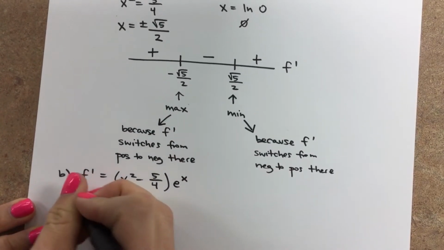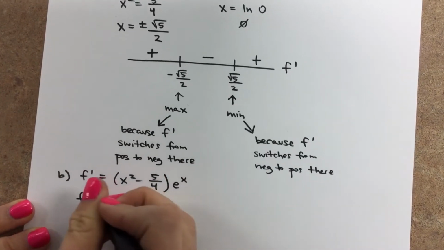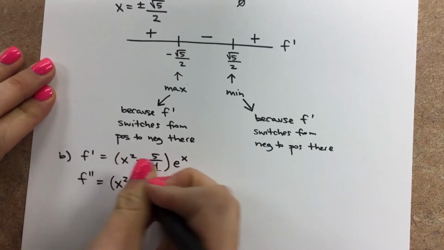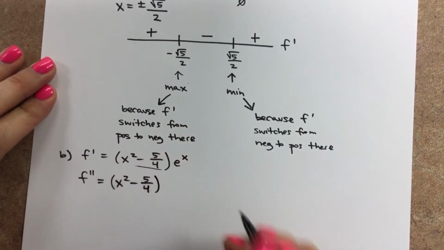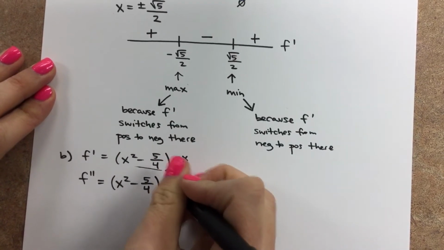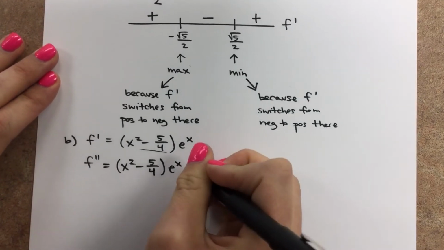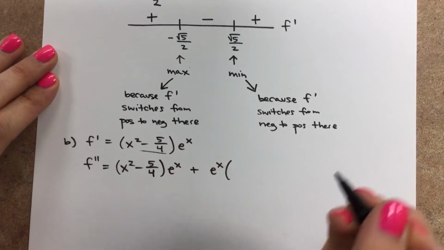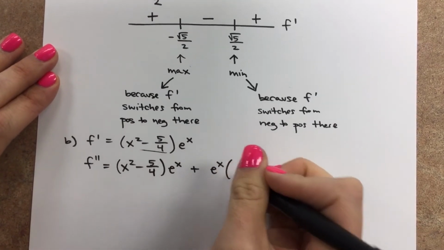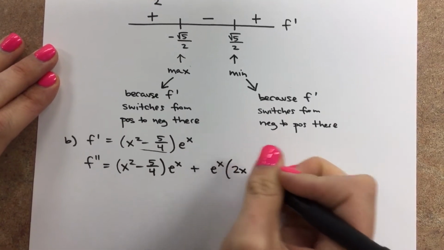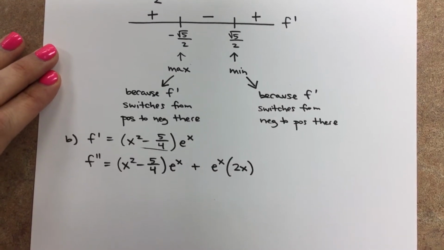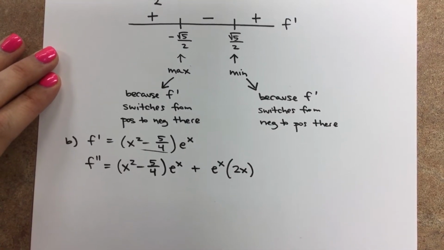All right, so we know that f prime is this equation right here. So we need to find the second derivative. This is a product, so we're going to have to use the product rule. So we do u, which is just the original, times v prime, which is the derivative of e to the x, still e to the x, plus v, which is this, times u prime, the derivative of x squared minus 5/4, which is just 2x. So that's my product rule. I need to know where that's equal to 0 so I can figure out where it has sign changes.